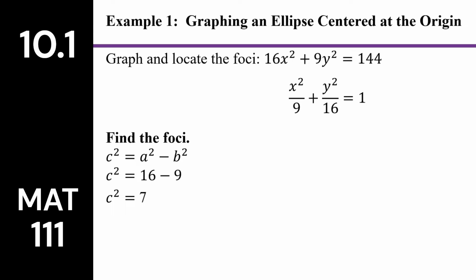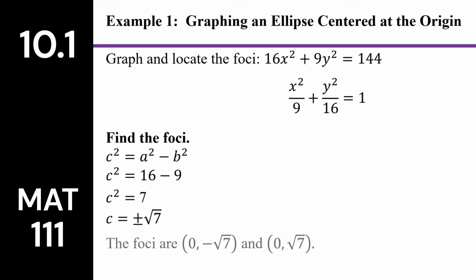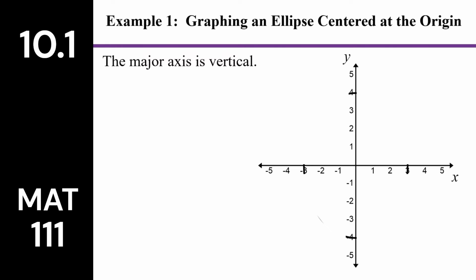So c squared equals 7, and c equals plus or minus the square root of 7. Because this ellipse is elongated vertically, that radical 7 will be up and down from the center 0, 0. So now we can graph.